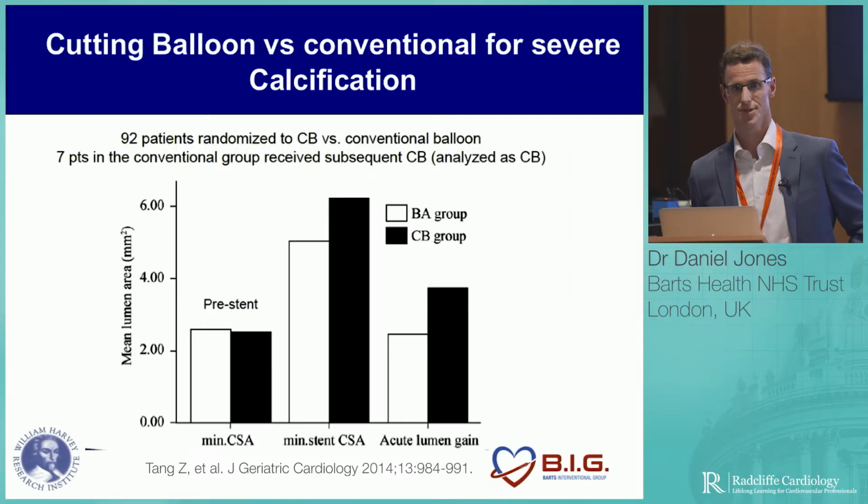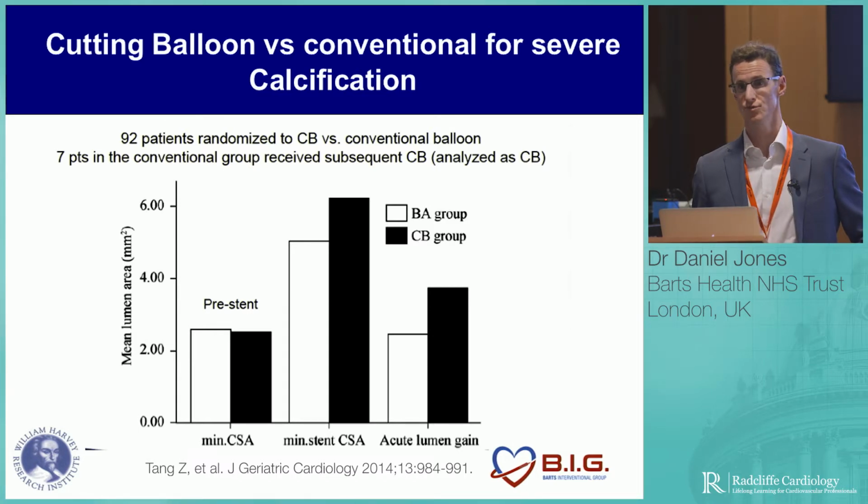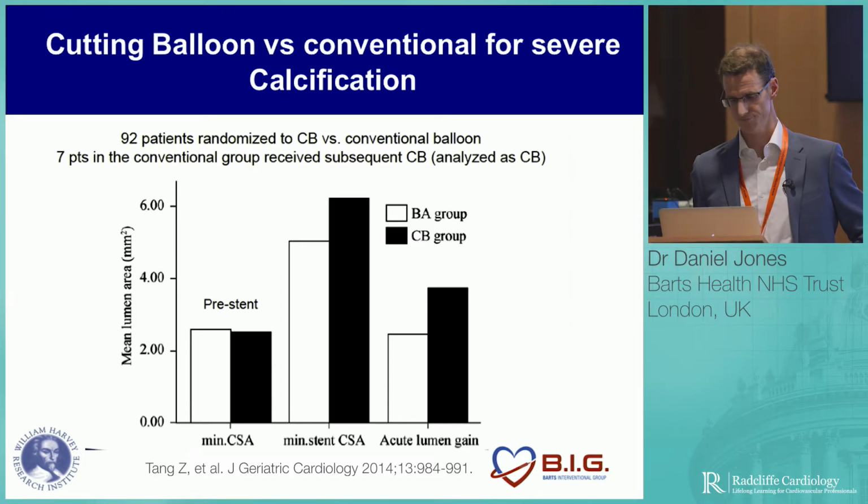What data is there for cutting balloons or conventional balloon technology? This is a study not necessarily from the greatest journal in the world, but it shows the point that in a small series of 90 to 100 patients, cutting balloons have been associated with better stent areas and lumen gain compared to non-cutting balloons. But the data is slightly mixed, and some studies have shown a benefit and some haven't. Typically they would be used for mild to moderate calcification, not really moderate to severe calcification. You need something slightly heavier duty, but we're going to hear more about that later.